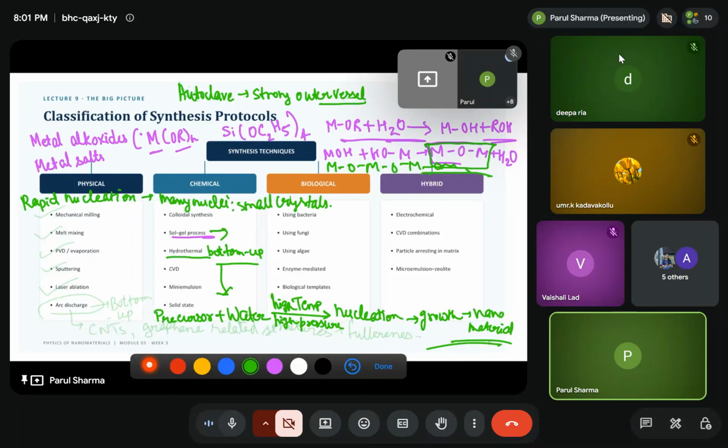And we can control the shape by controlling the growth. If the growth is faster in one direction, it will create anisotropic structures. So based upon that, we can control the morphology of the nanoparticles, like nanorods, nanowires, nanosheets. We can create all these things. So we have covered up to hydrothermal. We will continue after 10 minutes.